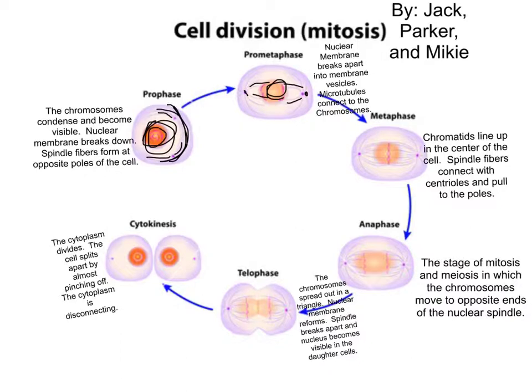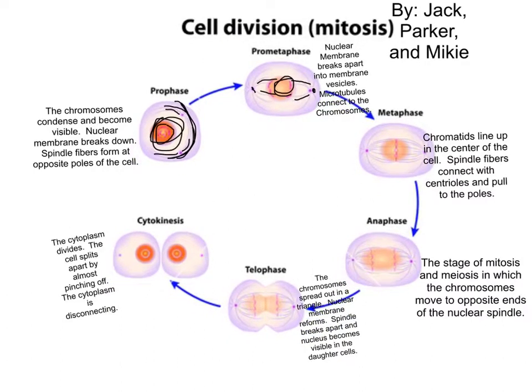Then to the next phase, metaphase. The chromatids line up in the center of the cell, right here. Then the spindle fibers connect, as you can see, the fibers, with the centrioles and pull them to the poles, which the poles are right here and right here.